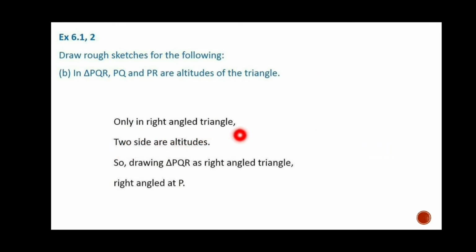So altitudes are those lines which make a 90 degree angle to the opposite side. There is only one type of triangle which has two sides as altitudes, which is the right angle triangle. So we will draw triangle PQR as a right angle triangle, with the right angle at P, because here you can see the two altitudes, the common point is P.